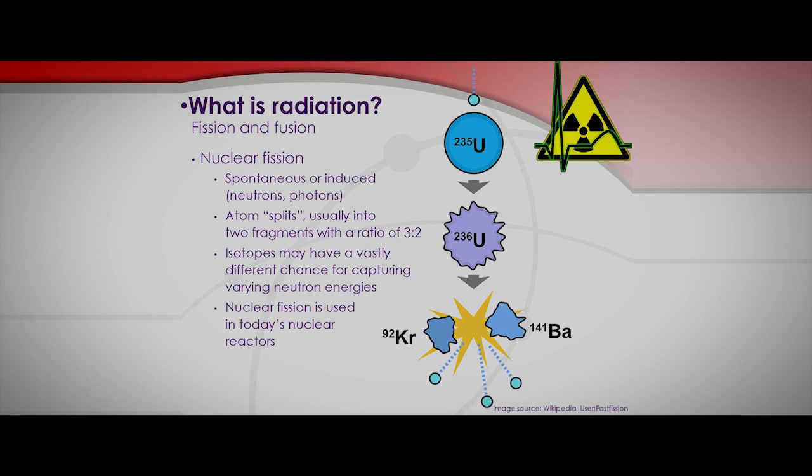And then it'll split into usually two fragments with a ratio of 3:2, and release multiple neutrons along the way as well as lots of energy. 200 mega electron volts of energy are released for a single fission of a uranium atom. And that's why you can easily boil a lot of water and power a turbine with that. Nuclear fission, as we know, is used in today's nuclear reactors.